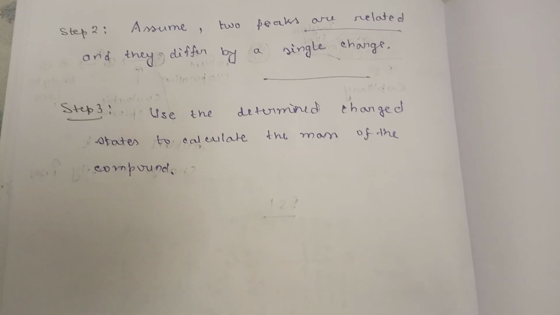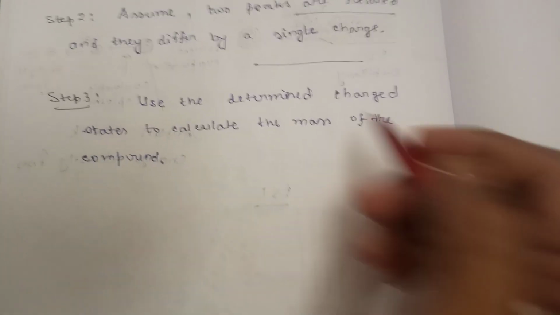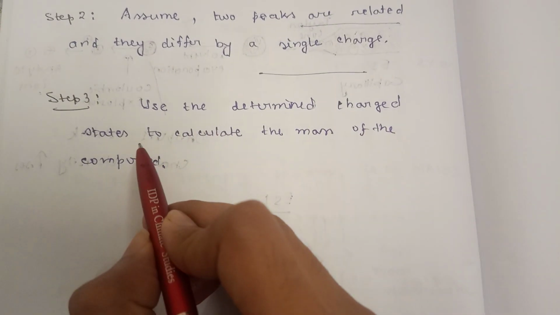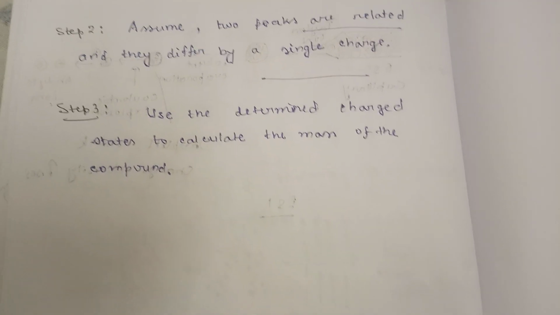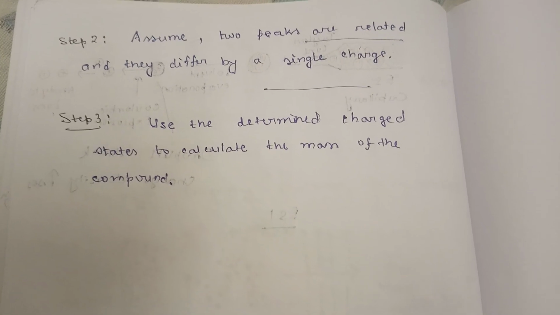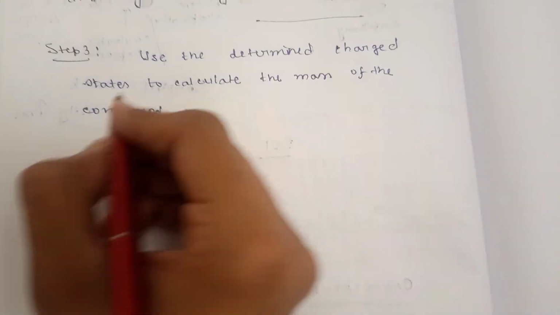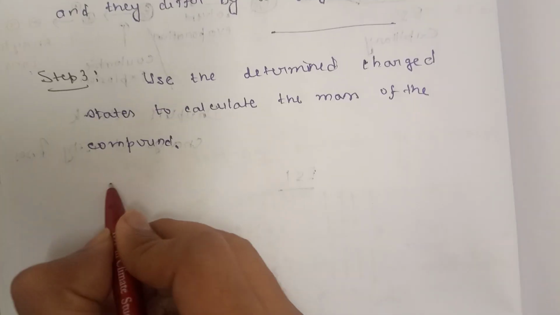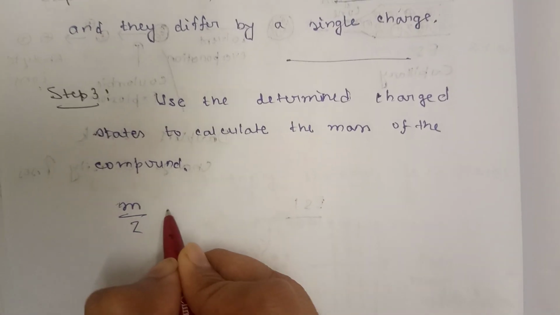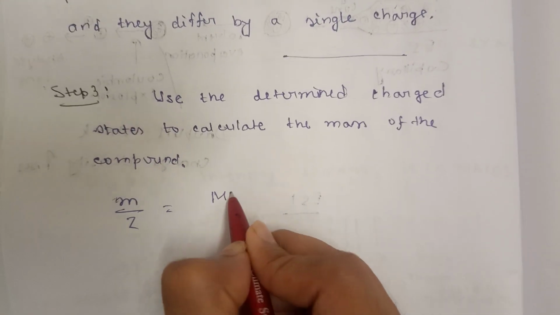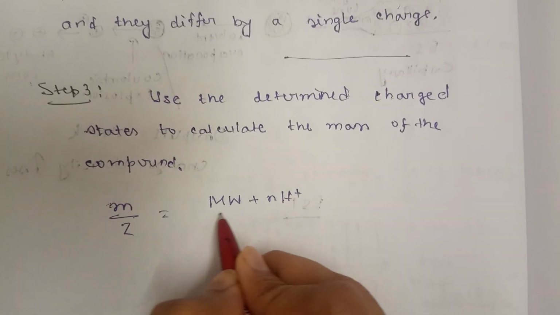But before that, there is step 3, which says to use the determined charge state to calculate the mass of the compound, as I have said. So how will it be calculated? There is one equation. Let's check the equation. The equation states that m by z equals molecular weight plus n times H plus, divided by n.